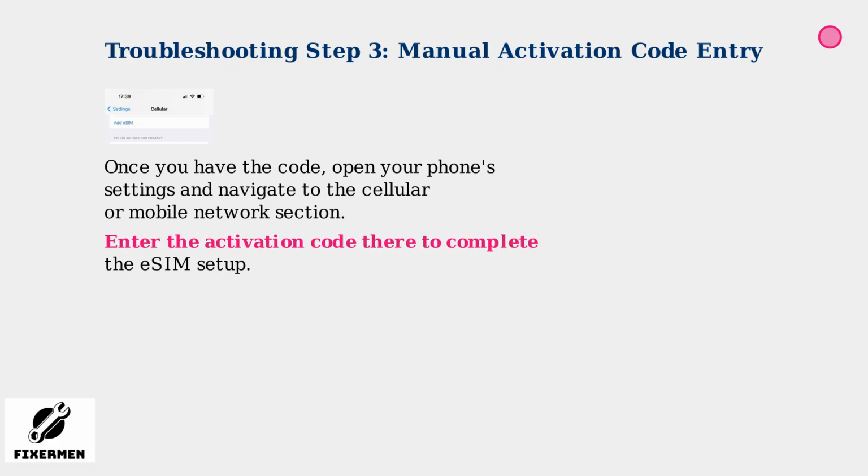Look for the cellular or mobile network options, then locate the eSIM setup section. Carefully enter the provided code exactly as given. This method completely bypasses the QR code scanner and directly provisions your eSIM using T-Mobile's secure back-end systems.